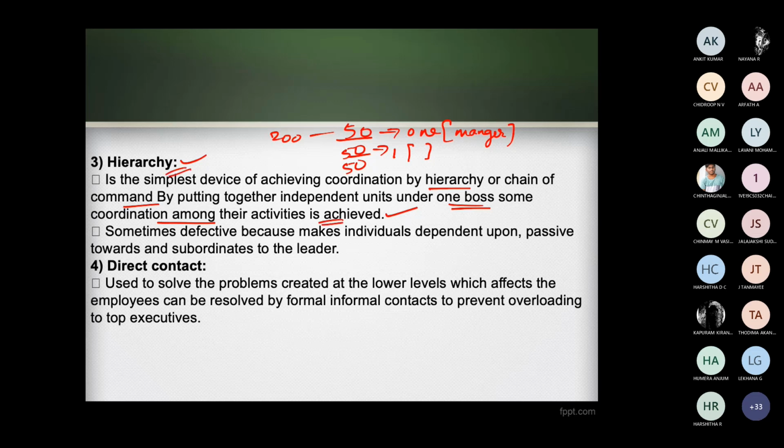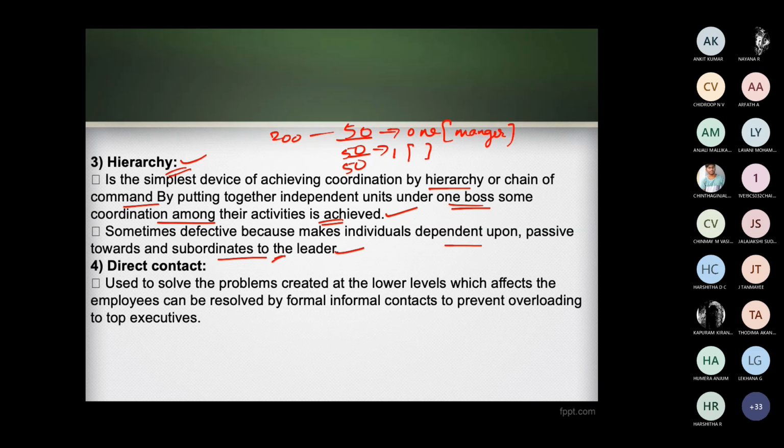Sometimes it is defective, because it makes individuals dependent upon, passive towards, and subordinate to the leader. This is also very, very important. So this becomes sometimes defective. Based on the hierarchy, you are making a manager, and individuals become dependent upon, passive towards, and subordinates to the leader.